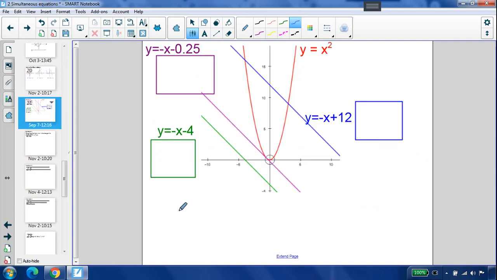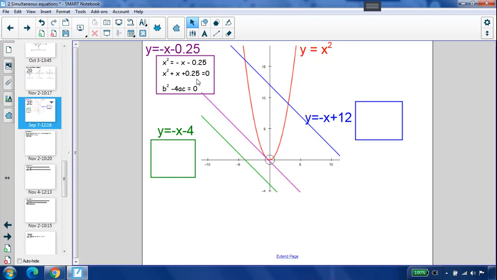So let's have a look how this all works then. So we have y is equal to x squared here, and we have 3 separate lines. Let's have a look at the purple line first. It looks like it intersects at the bottom here, and y is equal to minus x minus 0.25. So when we start off, we would equal them to each other because they're both equal to y, rearrange, and this is the resulting quadratic I'm talking about.